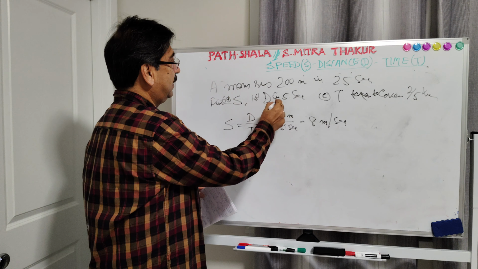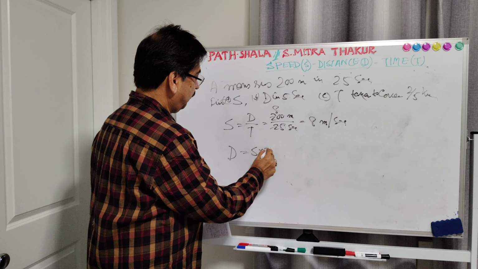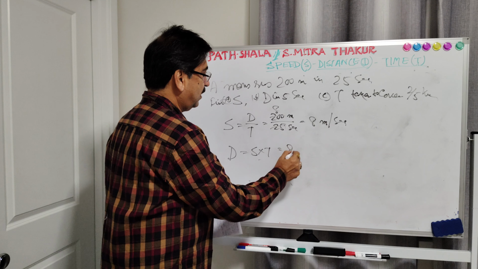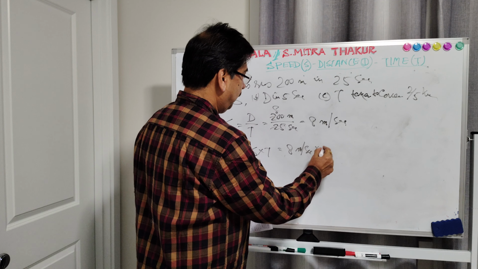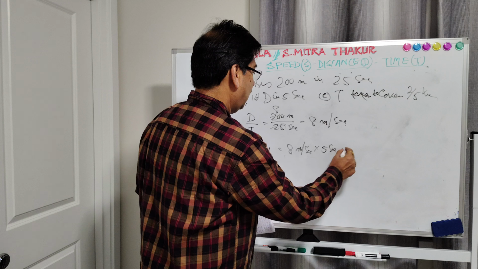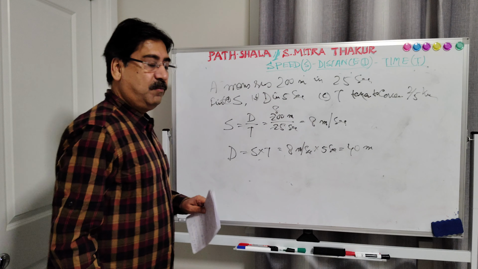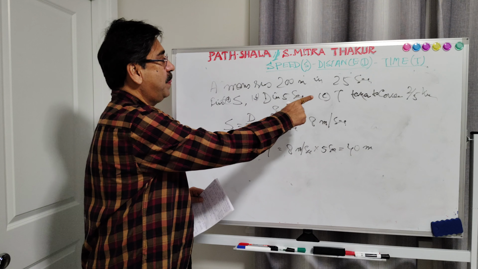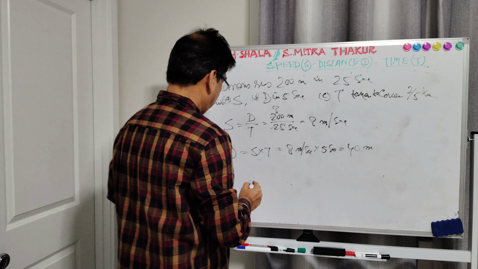Now B, distance in 5 seconds. Distance equals speed into time. Speed is equal to 8 meter per second into 5 second, that is 40 meter. That is 40 meter.